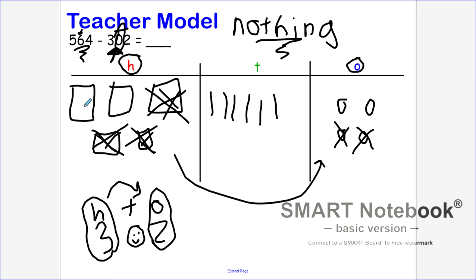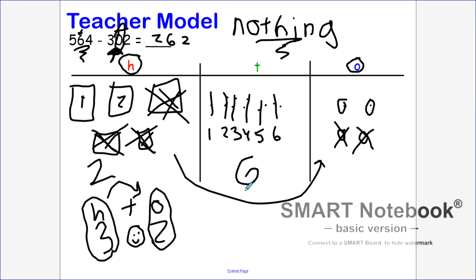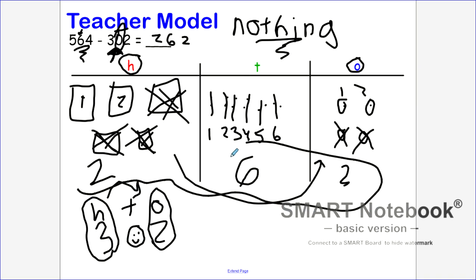Final step, count either by going 100, 200, 210, 220, 230, 240, 250, 260, 261, 262. We can count it as 262. Or we could go 1, 200, and write that underneath the H spot. 1, 2, 3, 4, 5, 6. Again, 1, 2, 3, 4, 5, 6. And that would go underneath the tens place, right here at the bottom. And then 1, 2. You see here that we still have the same number, 262.